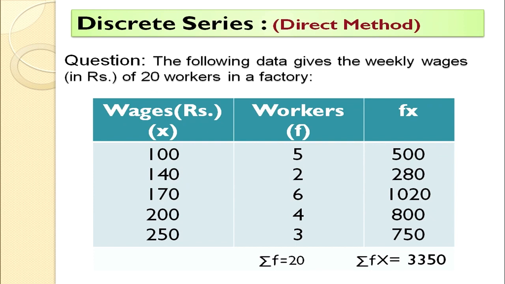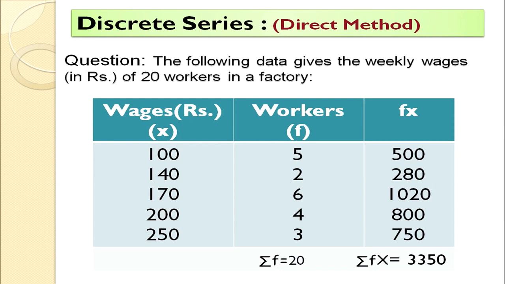So, once we know the steps to calculate arithmetic mean in case of discrete series by direct method, we can now take an example to see how we can calculate it. In this question, the following data gives the weekly wages in rupees of 20 workers in a factory. Wages, meaning item value, in rupees: 100, 140, 170, 200, 250. Workers: 5, 2, 6, 4, 3. Sum of frequency is 20. That means total number of observations is 20.